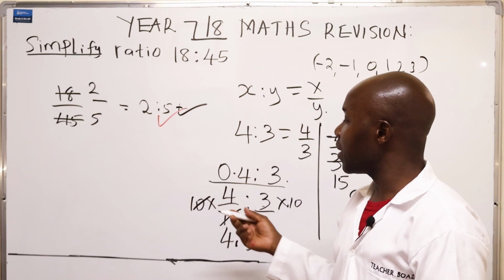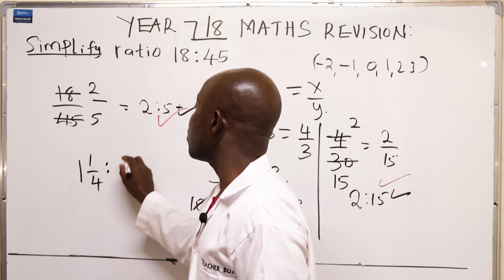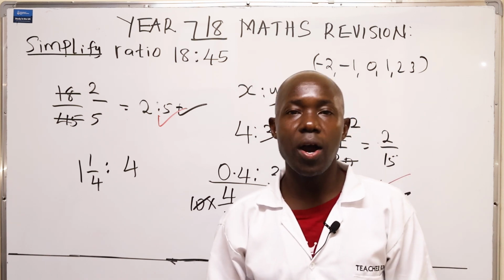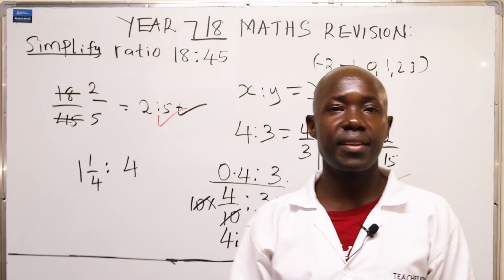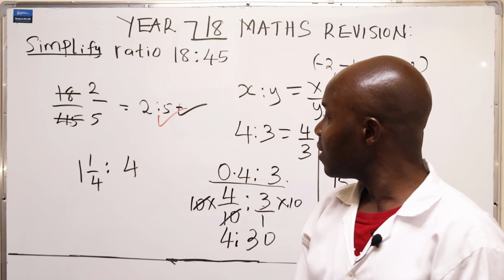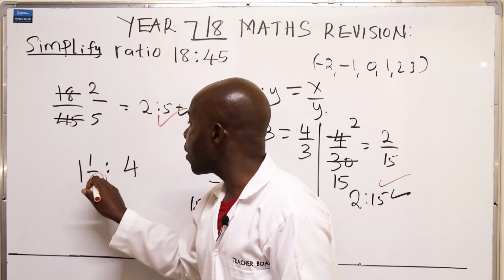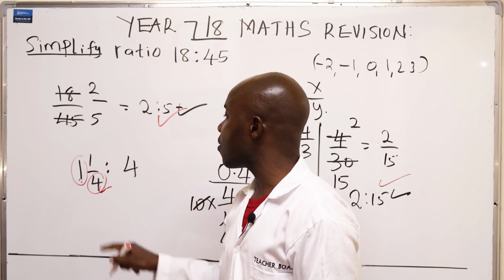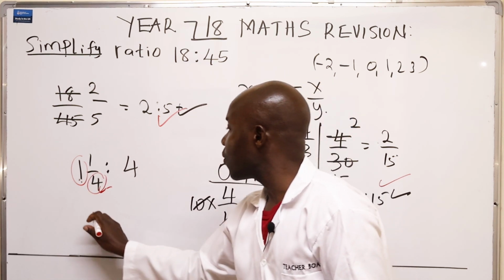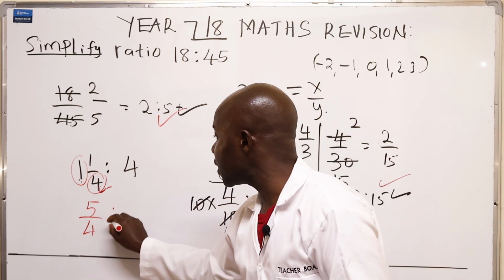Another good example that you may be given: somebody may give you 1 1/4 ratio 4. How do we simplify such a ratio? The first thing we need to know, having the knowledge of fractions, is that you can always change the mixed number into an improper fraction. So we normally take the denominator, which is 4, and multiply by 1. So 4 times 1 is 4, plus 1 is 5. So writing our mixed number as a fraction, we get 5 over 4. And remember, we had the ratio 4.